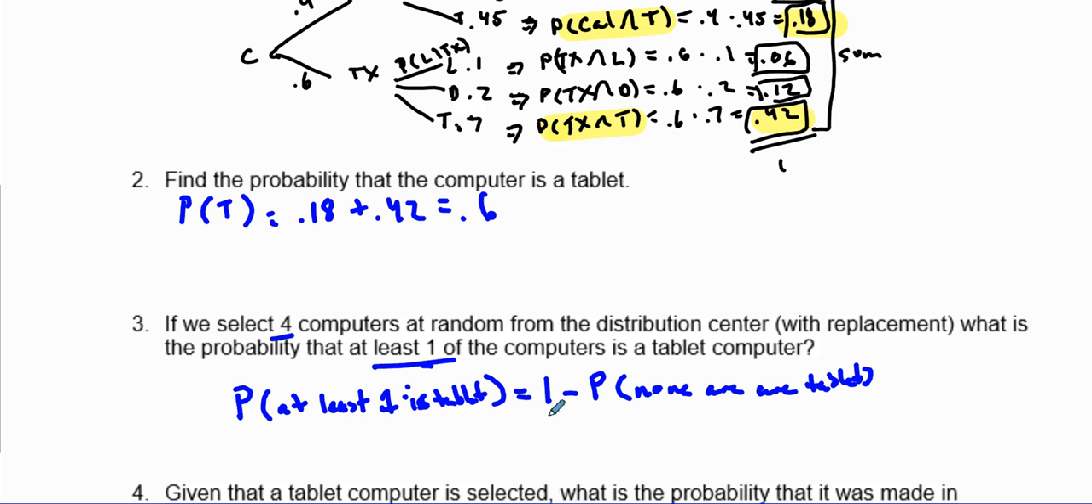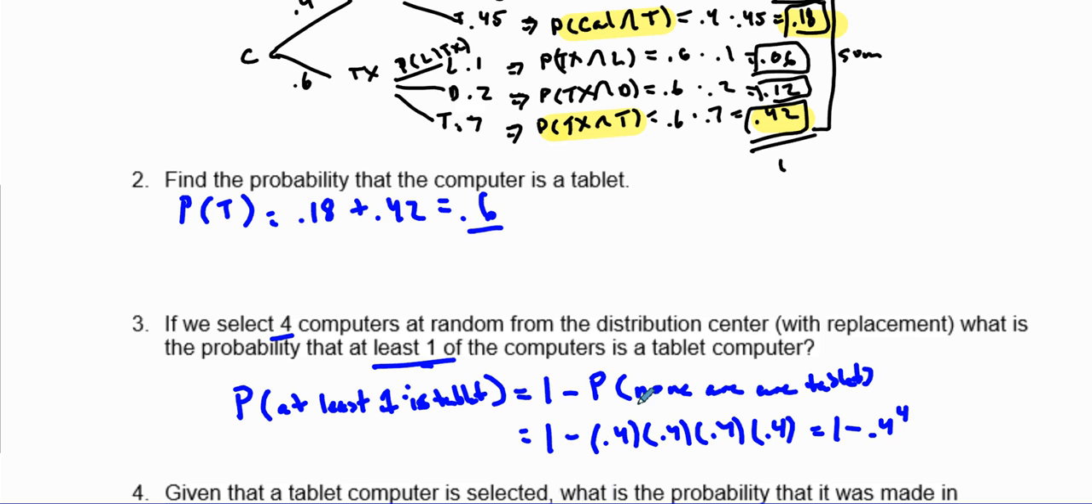To figure that out, since there's replacement, the probability of not selecting a tablet computer would be the same each time. Since selecting a tablet is 0.6, the probability of selecting one that is not a tablet is going to be 0.4, the complement of that. And we're going to do that 4 times. So it's 0.4 times 0.4 times 0.4 times 0.4, which is equal to 1 minus 0.4 to the 4th power.